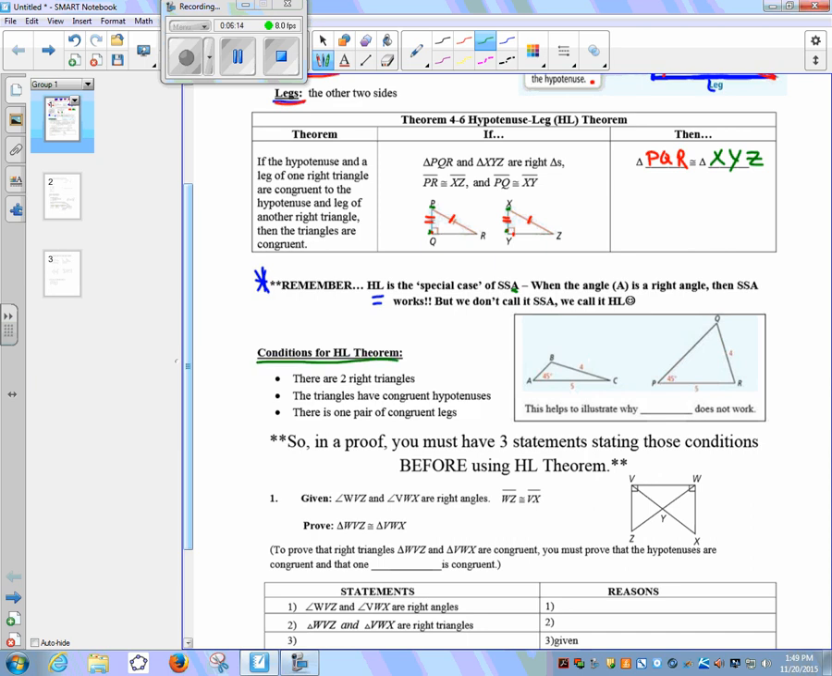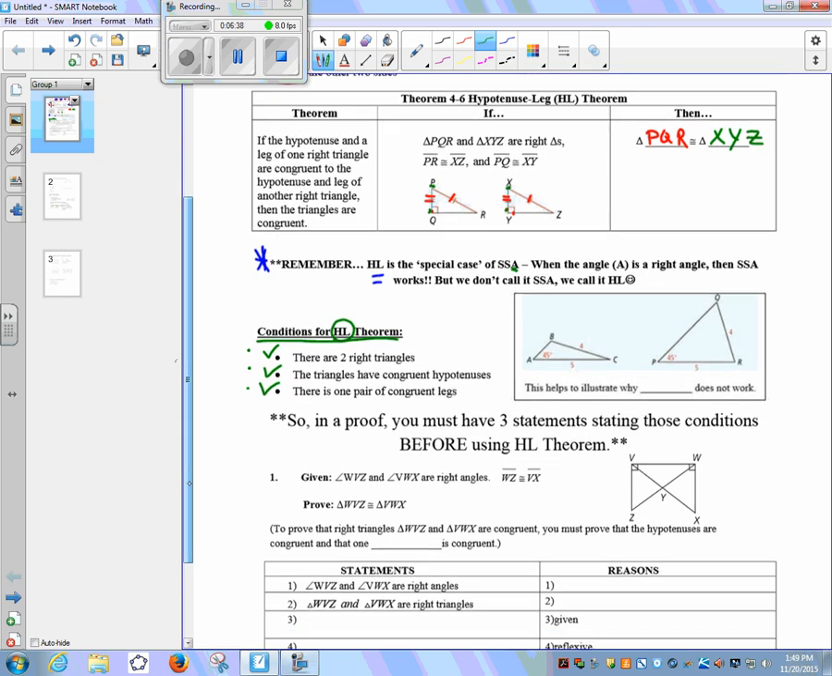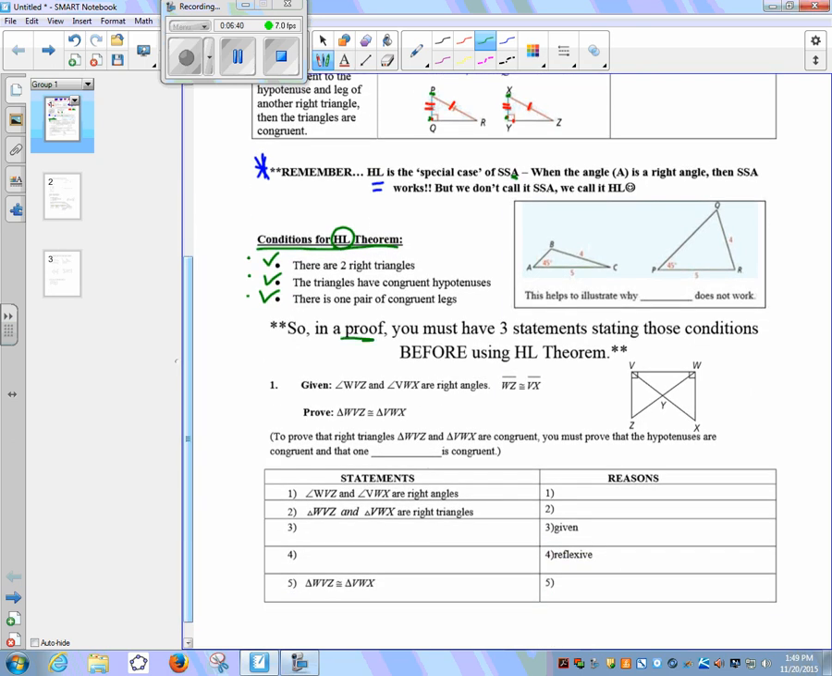So for the HL theorem, you have to have two right triangles. The triangles have to have congruent hypotenuses, and there is one pair of congruent legs. So even though HL has two letters in it, there are actually three pieces of criteria that have to be true. When you're doing a proof, you must have all three statements stating those conditions.